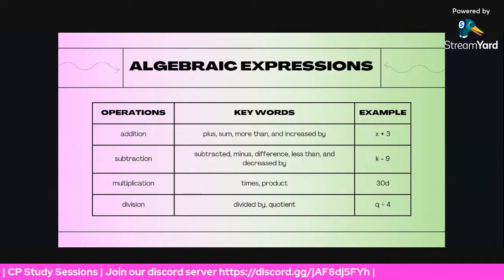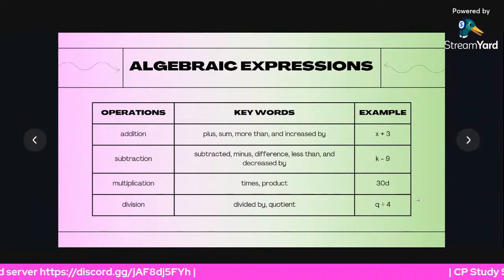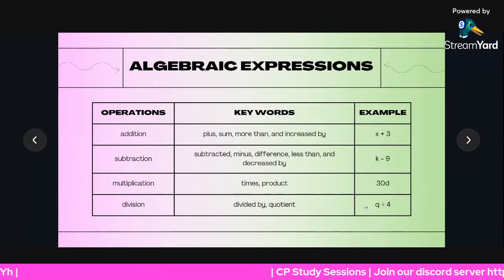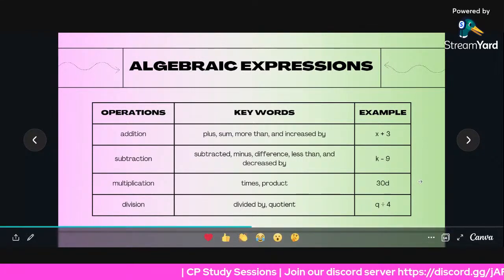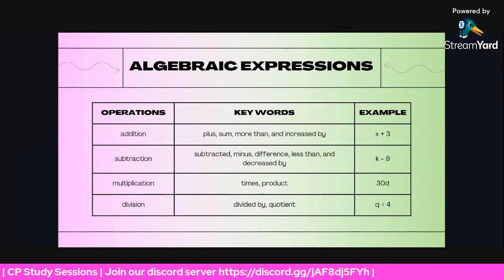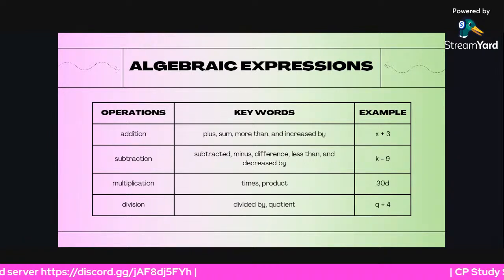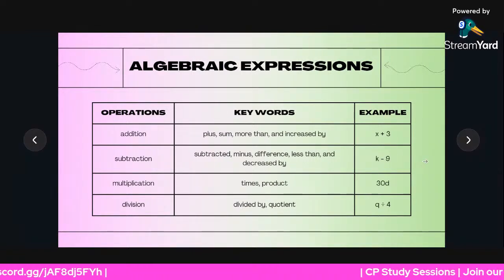Then next is division. Ang keywords natin is divided by and quotient. Then, ang example natin is q divided by 4. Ganyan yung form niya, pero pwede rin naman maging fraction form kapag tinatranslate.